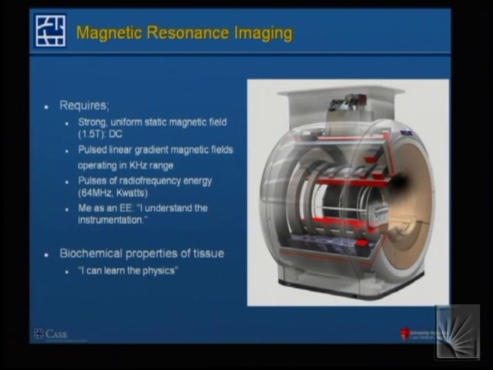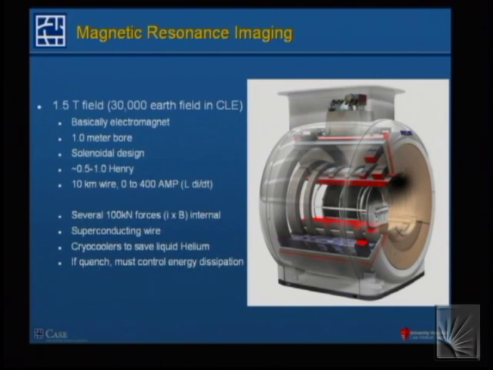The other types of fields we're going to look at are the linear gradient magnetic fields. They're going to be switching in the kilohertz range, 1 to 5 or so kilohertz. The radio frequency pulses are going to be in the neighborhood of 64 megahertz and kilowatts of power. When I first heard of this technology in 1983, when I was finishing my master's degree, my first thought as an electrical engineer was that I can understand the instrumentation. I know how to build coils and amplifiers that will meet every one of the requirements. So I wasn't afraid of the instrumentation, but I recognized I didn't know the physics, but I was brave enough to say I can learn that.